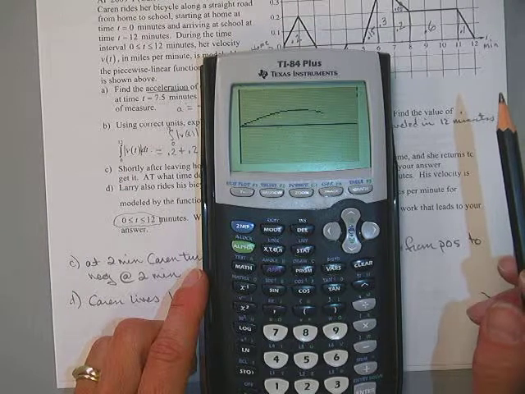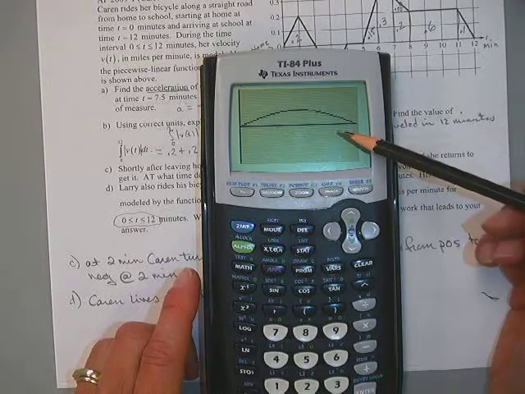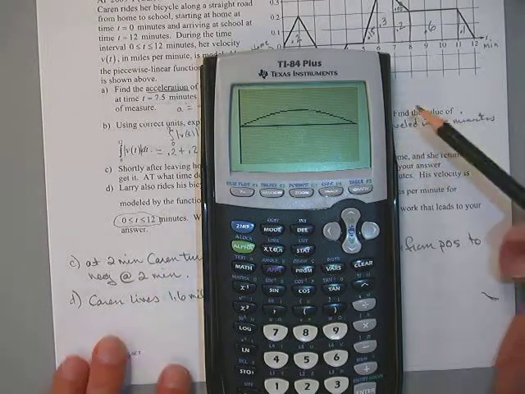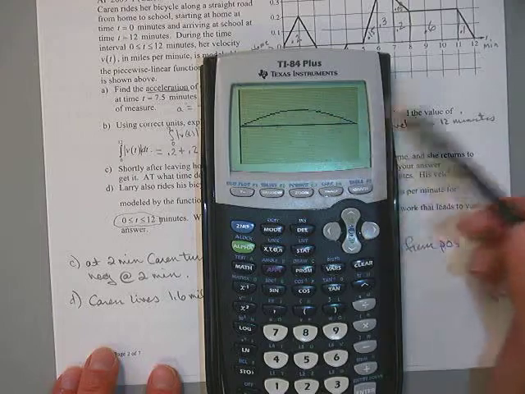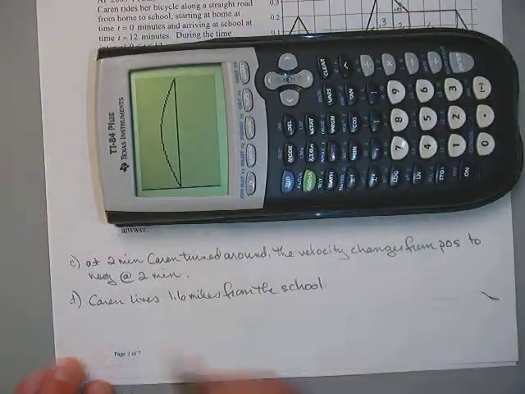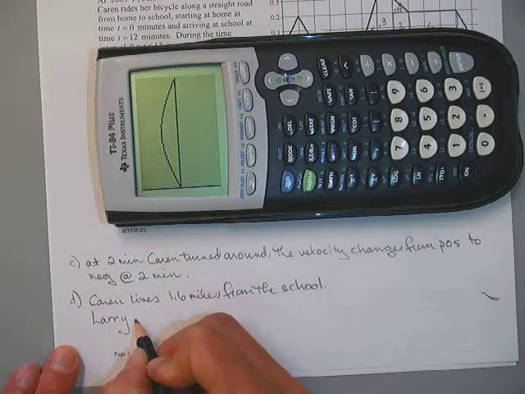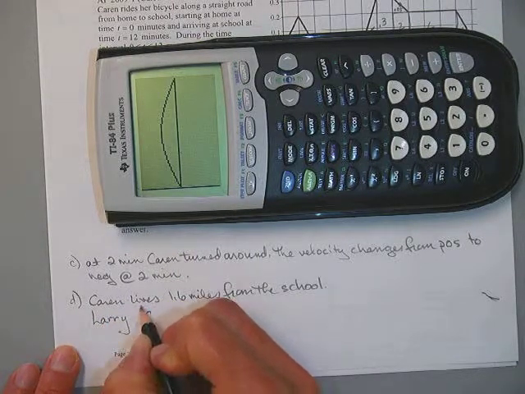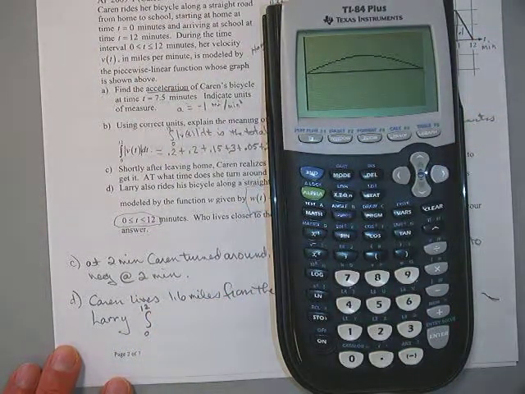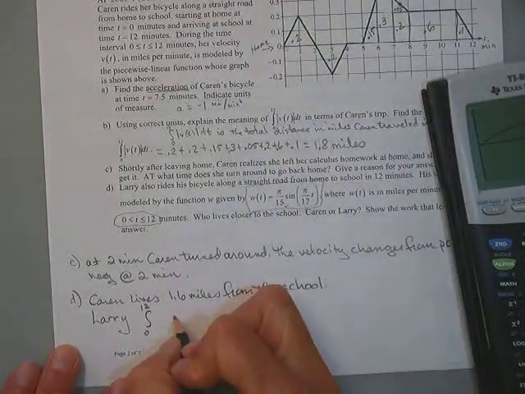And this is Larry going to school. Oh, Larry never went backward, did he? He went the whole time. So this is nice in the fact that how are we going to find the area under that curve? What do we need to do? How do you find area under a curve, guys? Just integrate it? Okay. So we're just going to integrate this function.